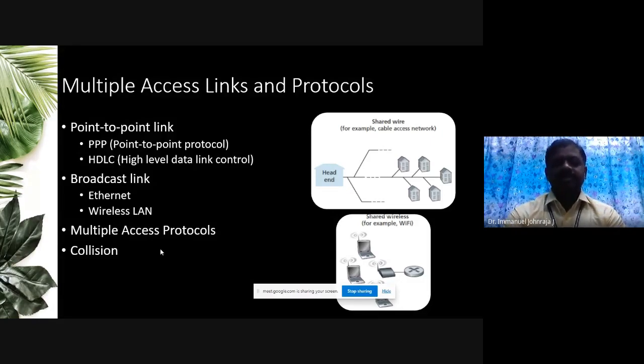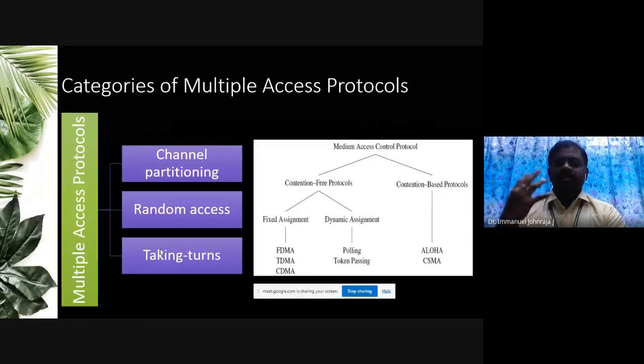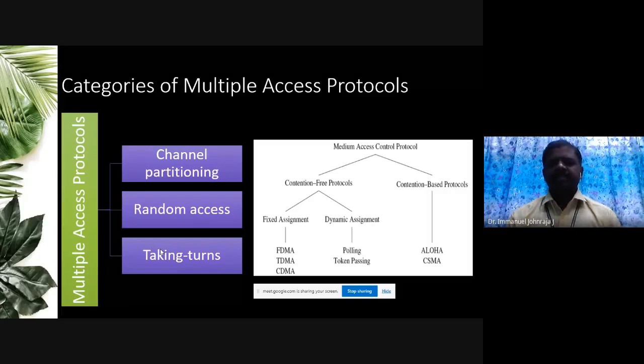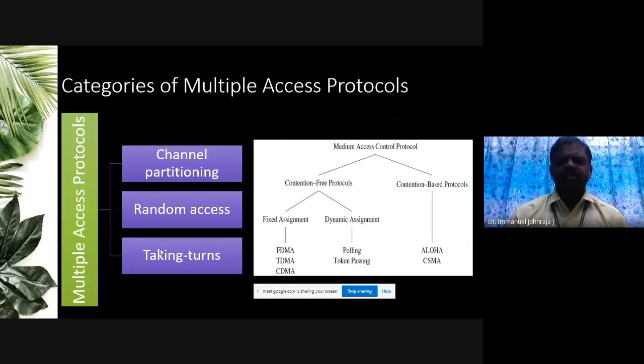So medium access control plays a major role. There are three major classifications: channel partitioning, random access, and taking turns. In other words, in another classification you take one more layer in between: one is contention free, the other is contention based. In contention based, you fight with somebody; that's the logic. In contention free, you don't do that. Somebody helps you; there is a specific policy and rules available to you. Okay, that's about the different classifications.